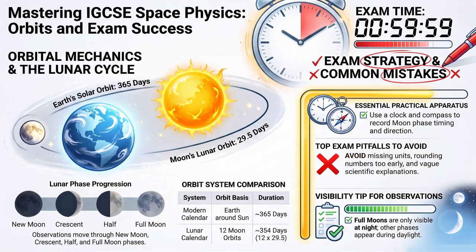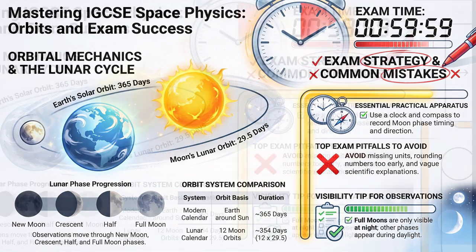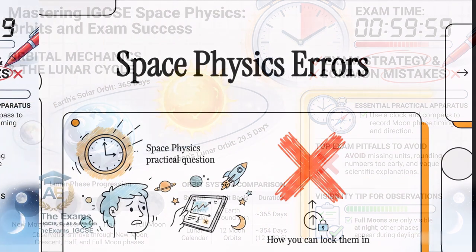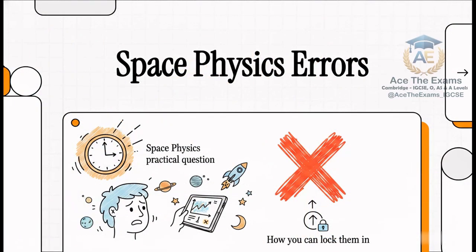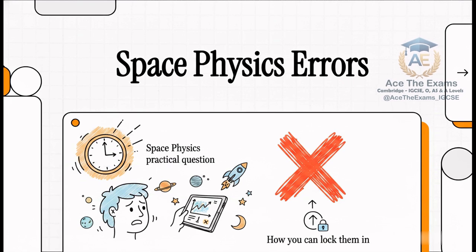Look at this student's answer. The readings look perfect, the handwriting is neat, yet the Cambridge examiner gave it a straight 0. Why? You are sitting in the exam hall. The timer is ticking down.